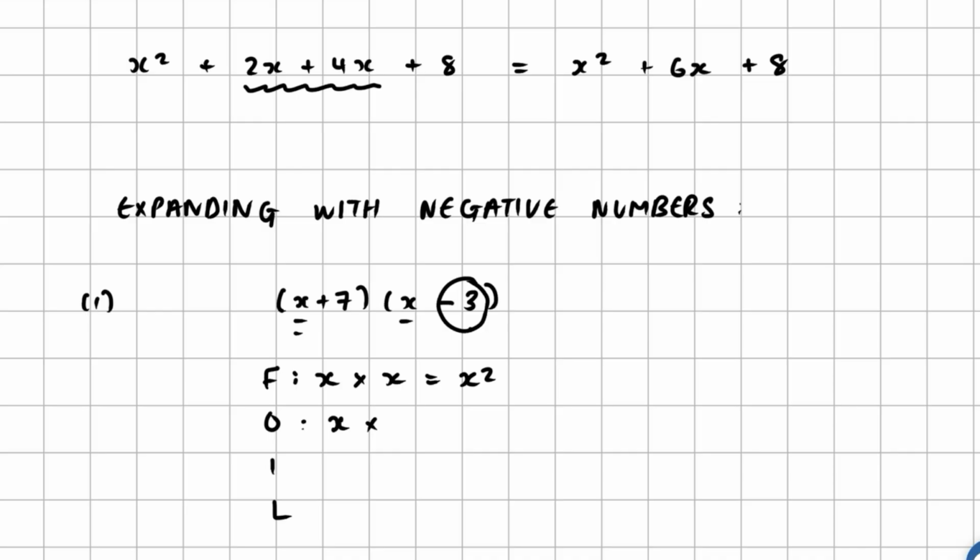So you have to write, before it would have been a positive where you don't really need to include the sign, because for most of the time, if there's no sign, we think of it as we don't really need to write the positive in front, whereas with a negative you do, and the answer would be minus 3x. Now when we look at inner, we have x times 7, which is 7x, and then last, which is again 7 times minus 3, which is minus 21.